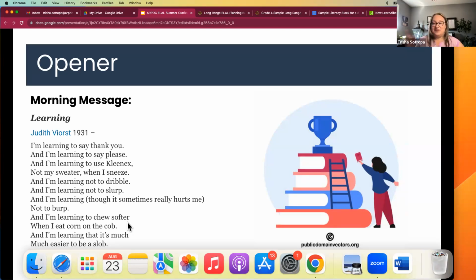So I would have a little conversation with my students about some of the things that the person in this poem learned, and maybe some of the things that they're currently learning, and just discuss some fun parts of learning and enjoy the playfulness of that poem.